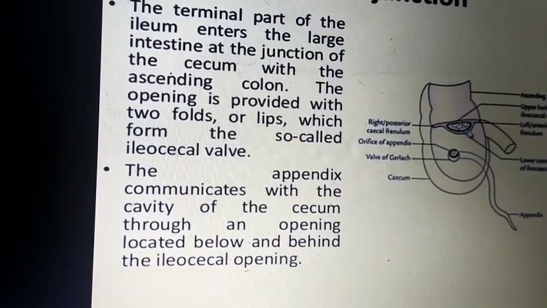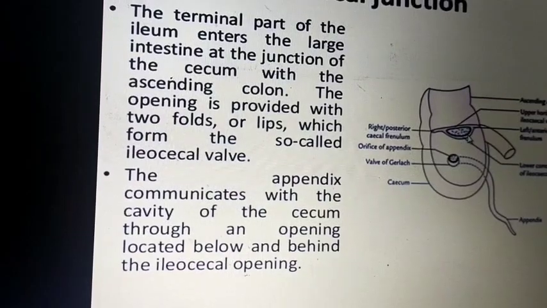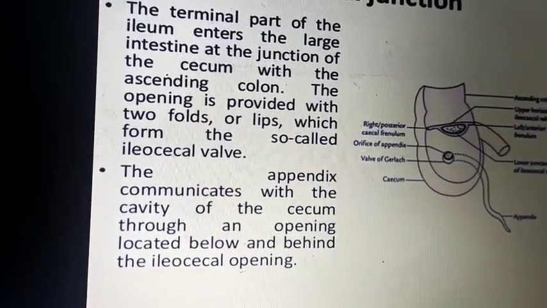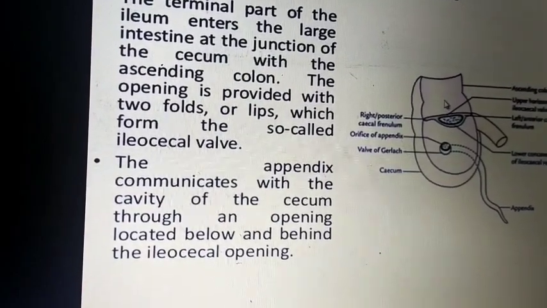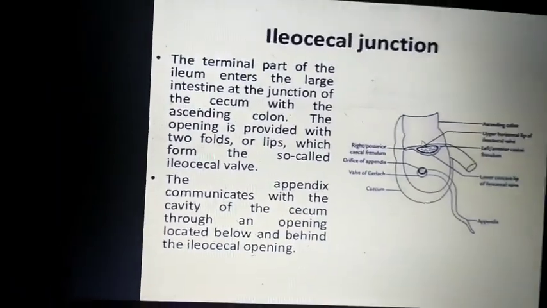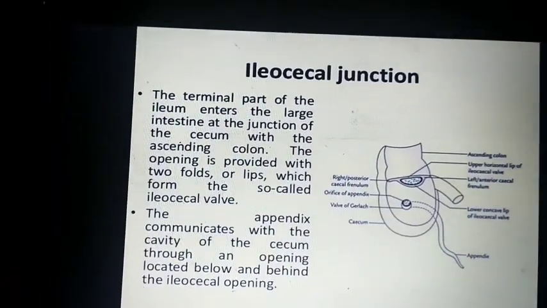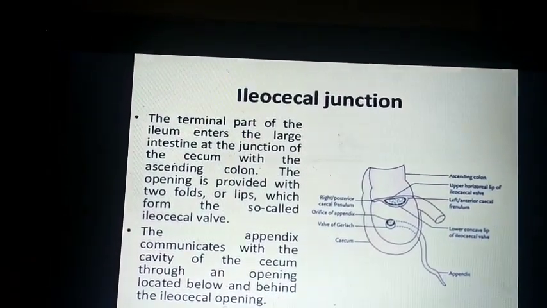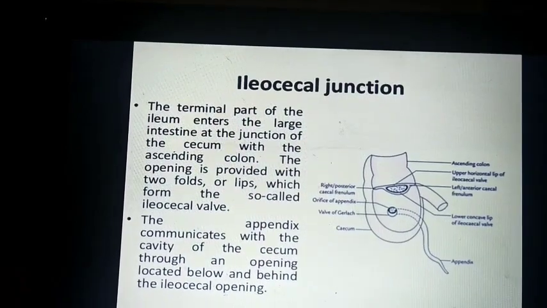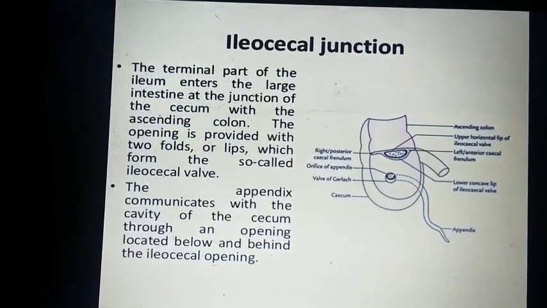The lower lip forms the ileocecal junction, and the upper lip forms the ileocolic junction. The terminal part of the ileum enters the large intestine at the junction of the cecum with the ascending colon. The opening is provided with two folds or lips, which form the so-called ileocecal valve.